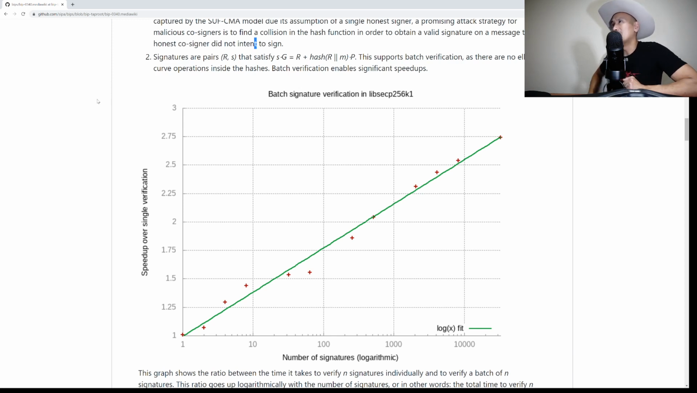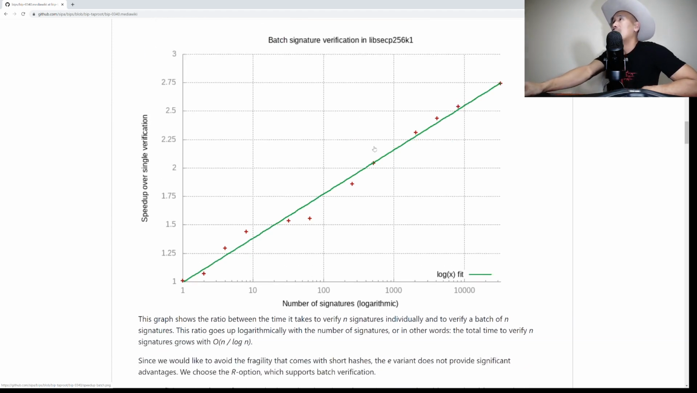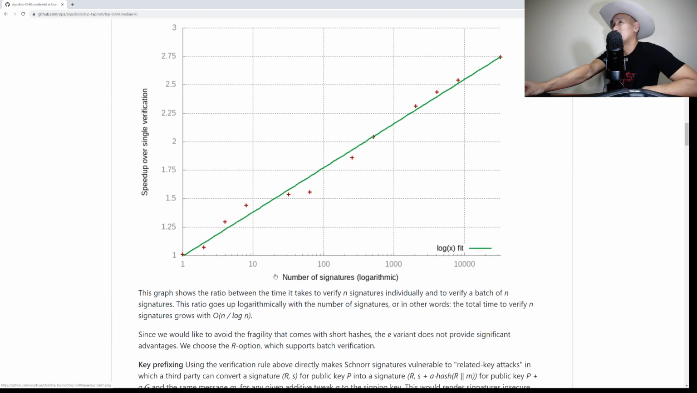So one of the problems with having an elliptic curve operation inside the hash function, you can see that there's no elliptic curve operation here. It's a concatenation of R and M. There's no multiplication of R or anything like that. I believe there is one in ECDSA. That means that you can have batch verification, and that means that you can verify a whole bunch of transactions at once instead of checking each signature individually. So the speed up can be fairly significant over a single verification.